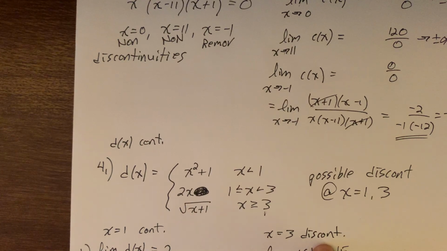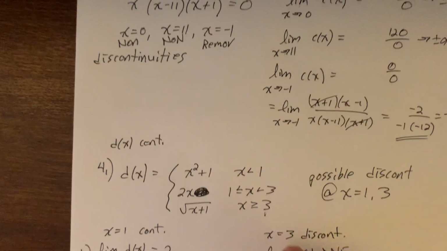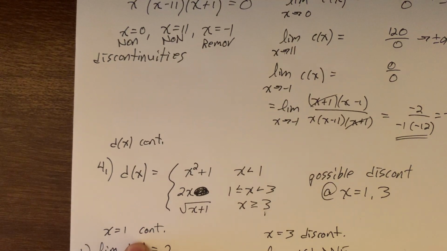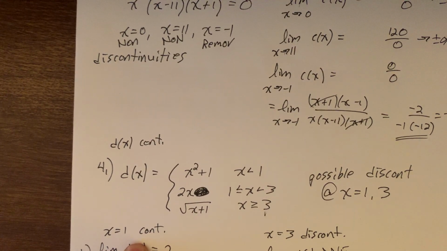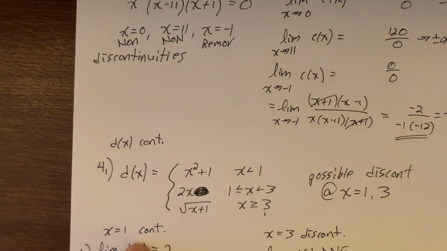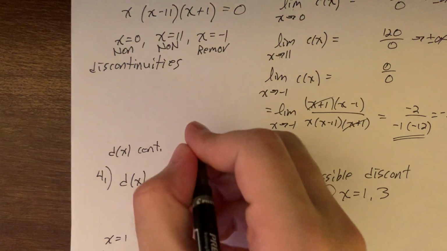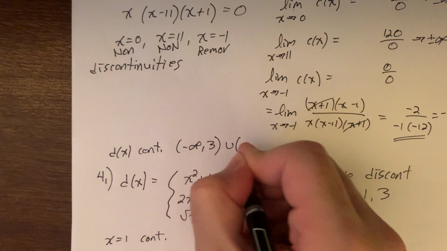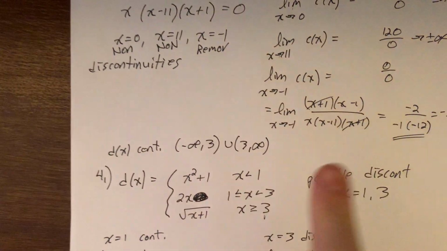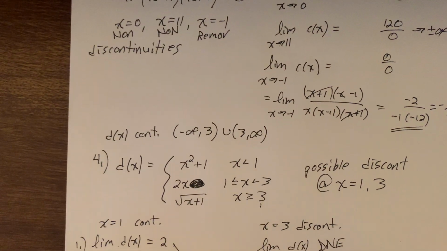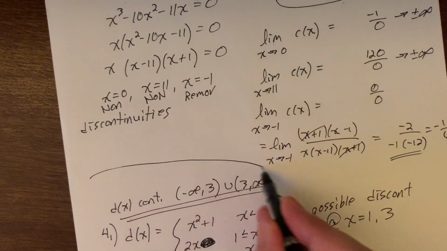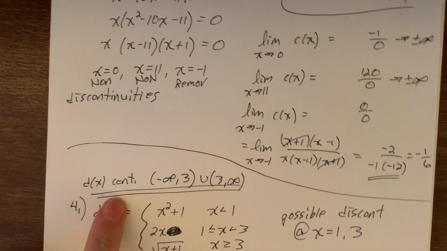So where is it actually continuous? Everywhere except here. Not just at 1, it's also continuous at 0, at -1, at 2, at 4, at 1.1, at 1.2. It is continuous from -infinity up to not including 3, and then 3 up to infinity. That is where D is continuous.